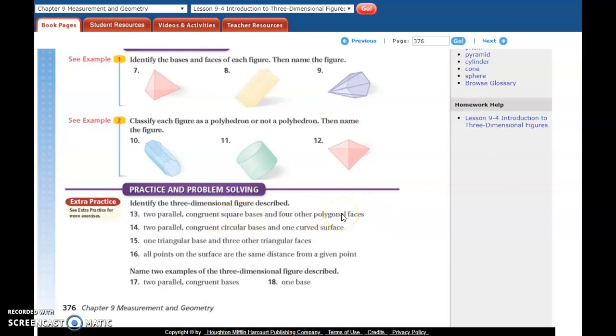Now, to make it even better, because we're talking about congruent bases, okay, you can even call it a cube. All right, technically it might be a cube. So I took both answers. As long as you said square prism or cube, I took both answers. Okay.